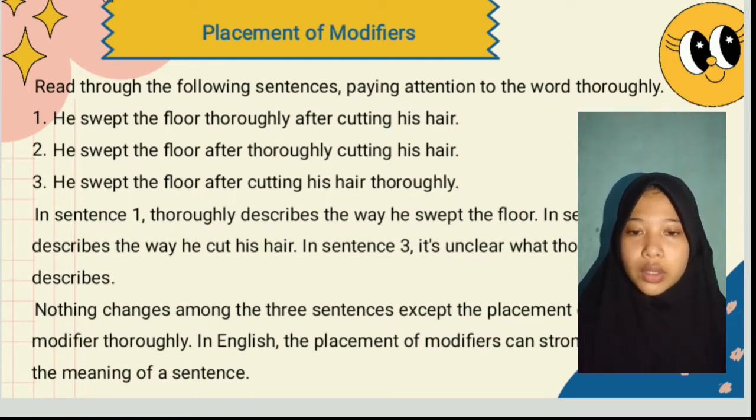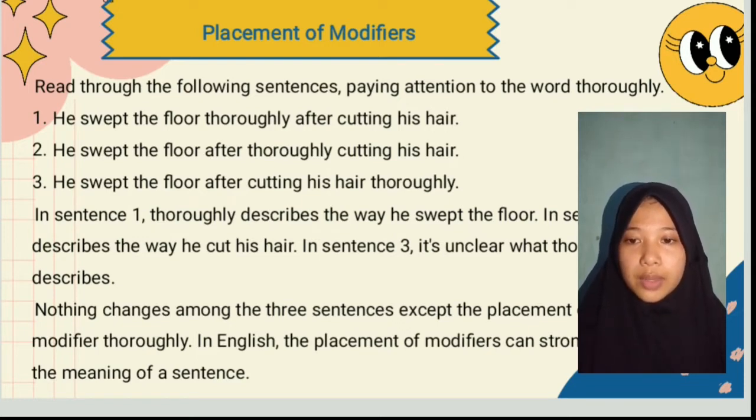In sentence 1, shortly described the way he swept the floor. In sentence 2, it described the way he cut his hair. In sentence 3, it's unclear what shortly described. Nothing changed among the sentences except the placement of the modifier shortly. In English, the placement of modifiers can strongly impact the sentence.